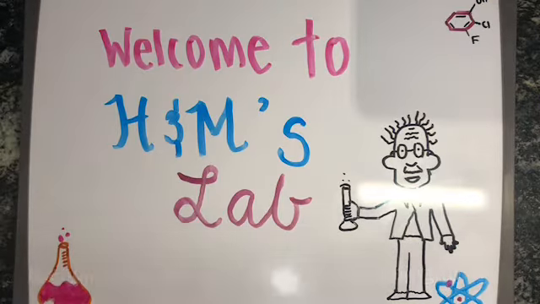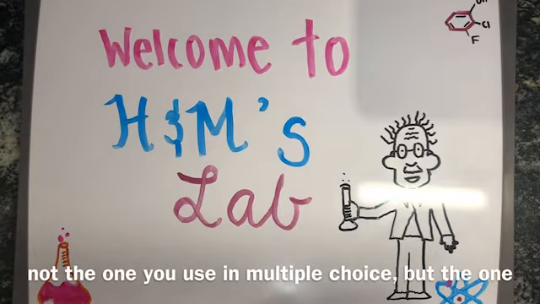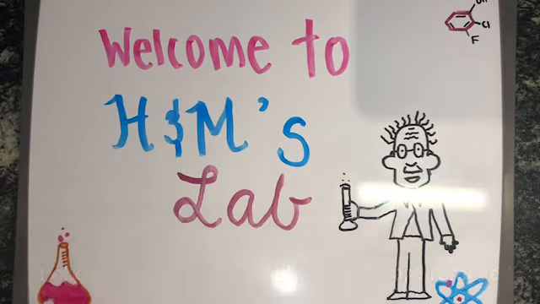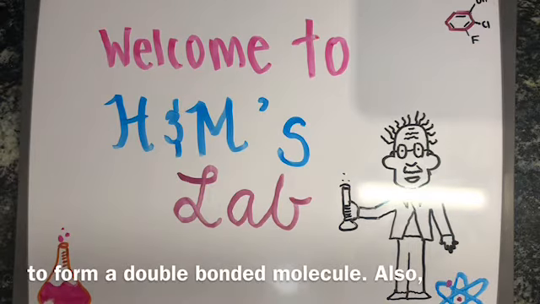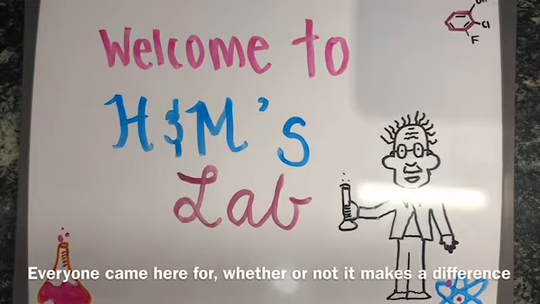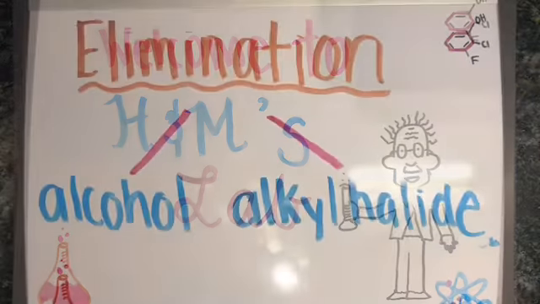Today we are going to demonstrate the process of elimination. And no, not the one you use in multiple choice, but the one in chemistry where two substituents are removed to form a double bonded molecule. Also, we're going to talk about the big question that everyone came here for. Whether or not it makes a difference starting with the symmetrical versus the asymmetrical molecule for the elimination reaction.